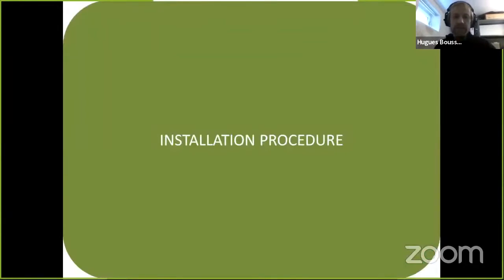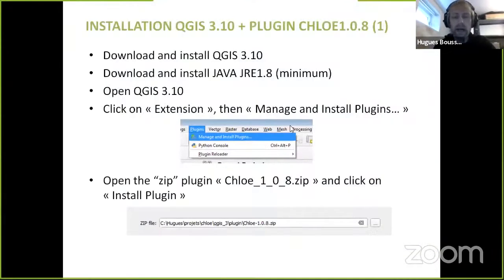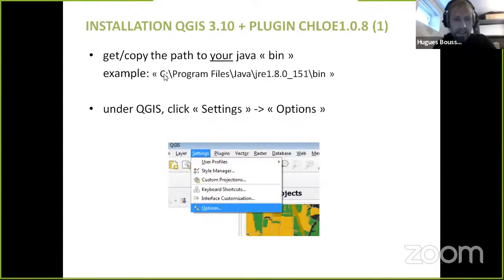So for the installation procedure, very quickly. Just to remind you, I assume you've done this already, you have to download and install QGis 3.10 only, because it's not working on other versions of QGis. Download and install Java JRE 1.8 minimum. You can open QGis and click on plugins, manage and install plugins. Open the zip plugin as I assume you have downloaded, and click on install plugin. Then you have to get and copy the path to your Java bin folder. For instance, for me it's C, Program Files, Java, JRE, and so on, bin folder.